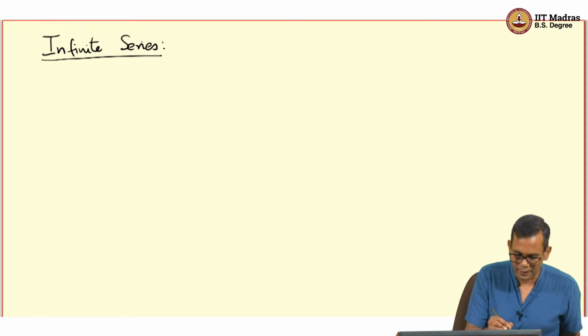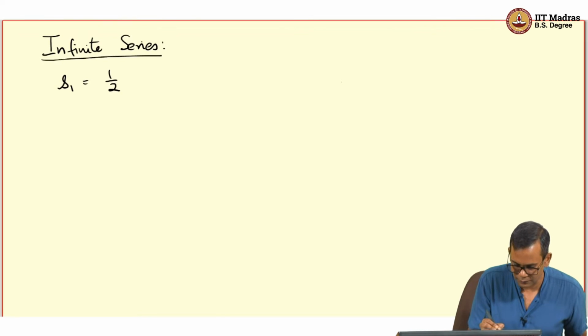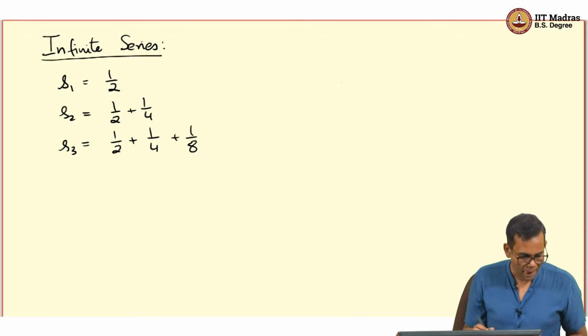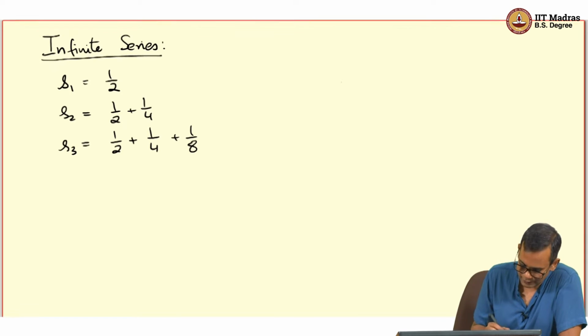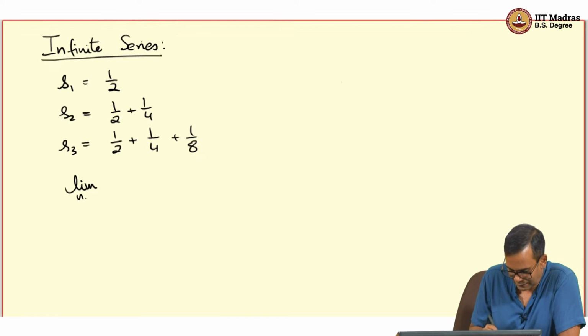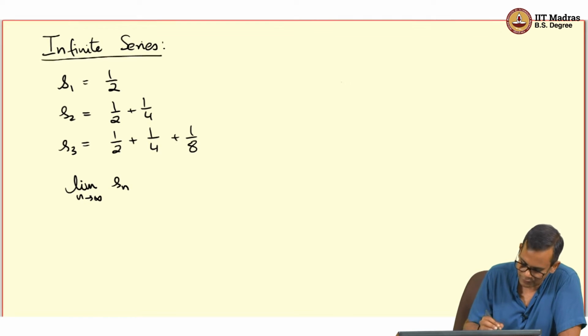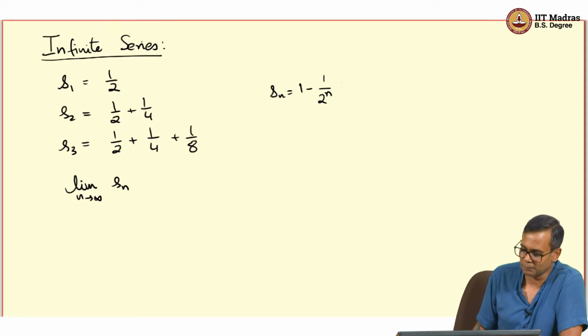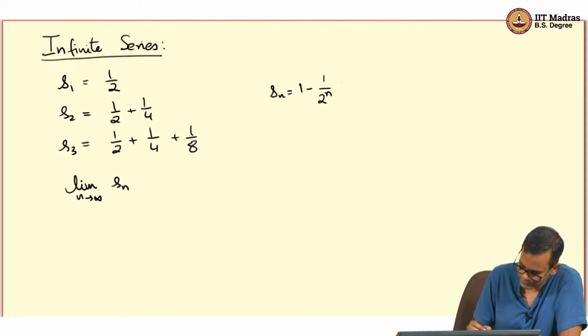We had the sequence S1 is half, S2 is half plus 1/4, S3 is half plus 1/4 plus 1/8, and so on. And what we saw is that this limit as n tends to infinity of Sn, well, this Sn actually is just 1 minus 1 over 2 to the power n. This is what we were able to compute earlier, and what you see is that the limit as n tends to infinity of Sn is equal to 1.